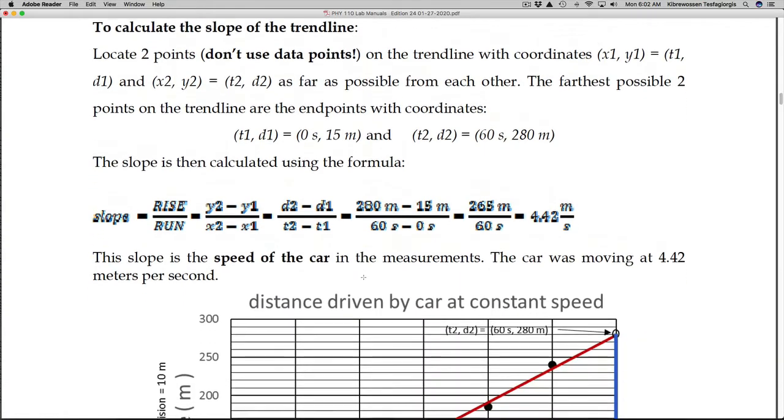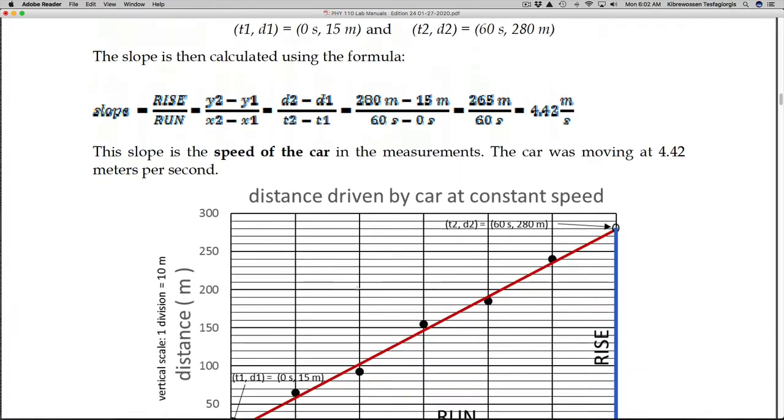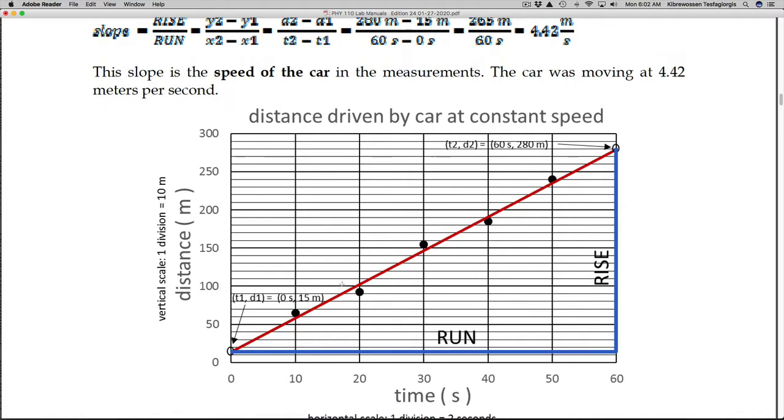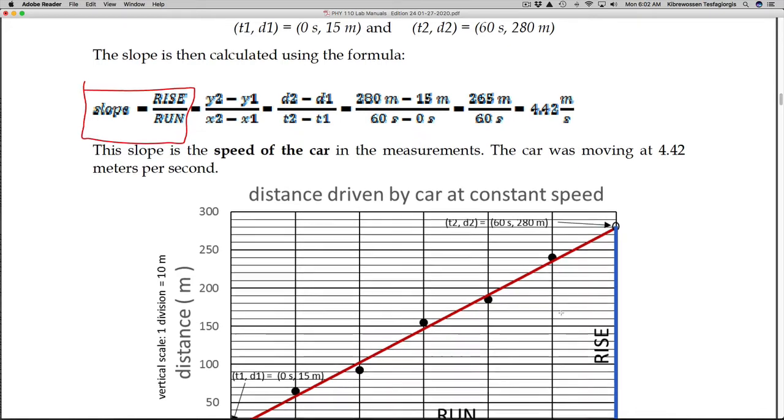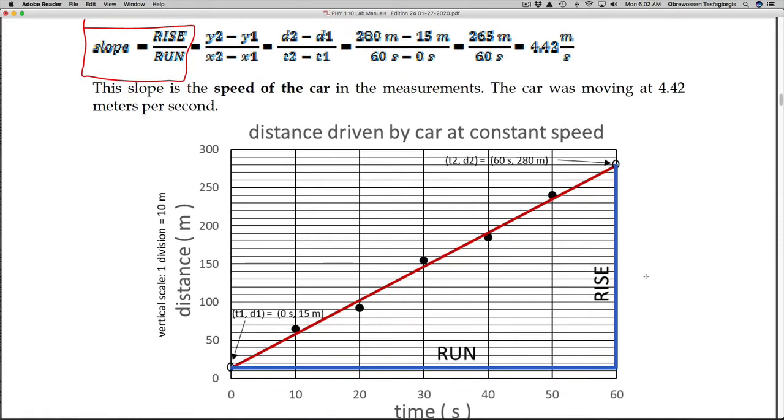Then the next item is, how can you calculate the slope of a graph? The slope of a graph can be found by simply using the formula. As you can see here, slope is equivalent to rise over run. Rise means how much value did you move in the vertical direction.